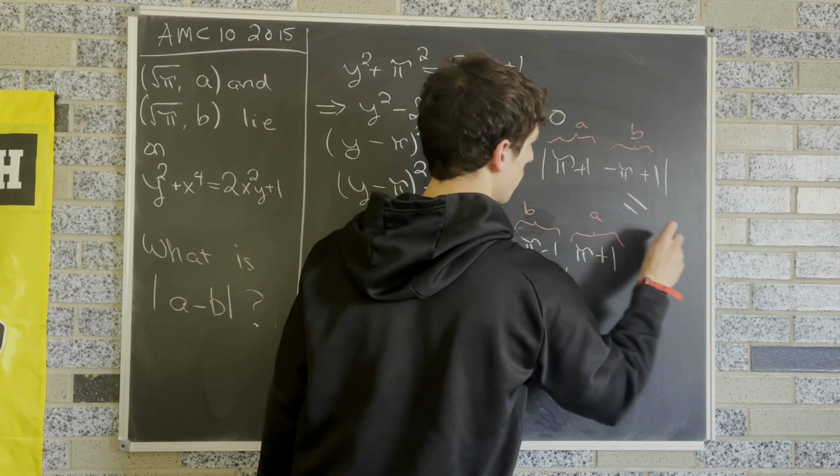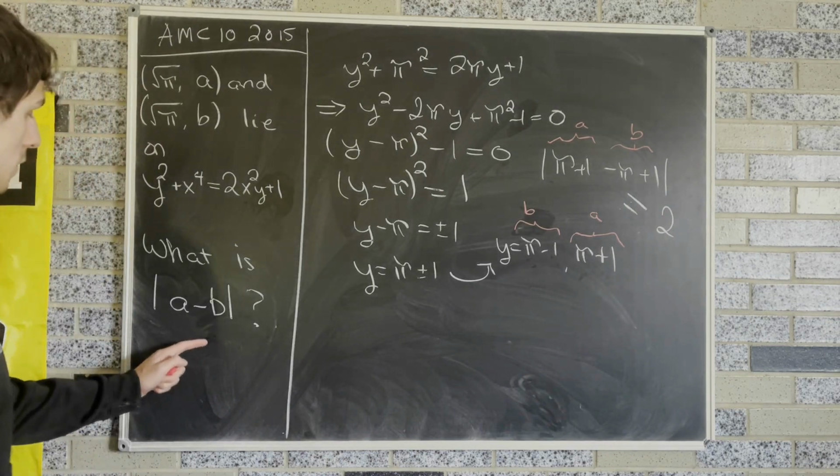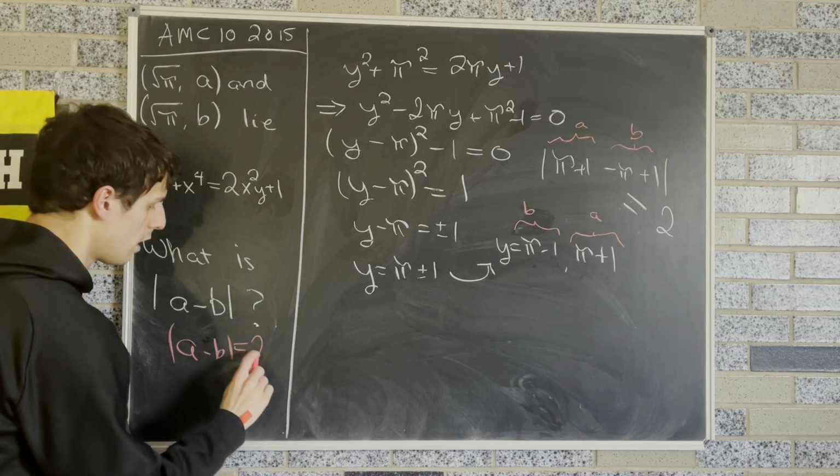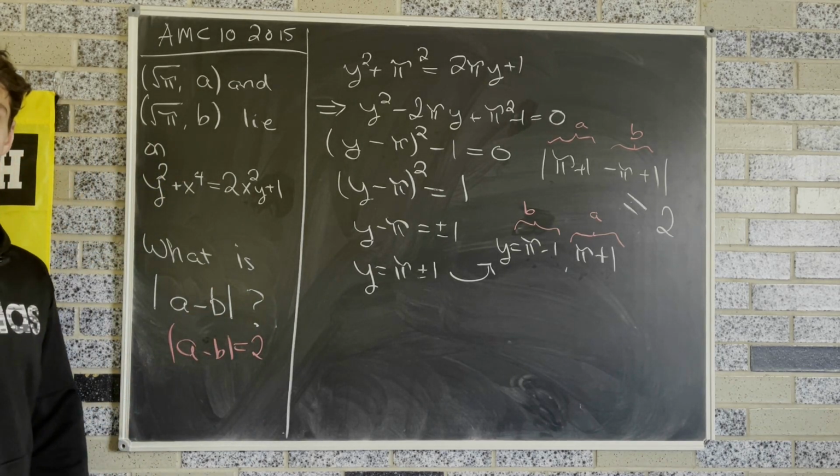So we know that this whole thing is equal to 2, which means that the absolute value of a minus b is equal to 2. And I think that's enough for now.